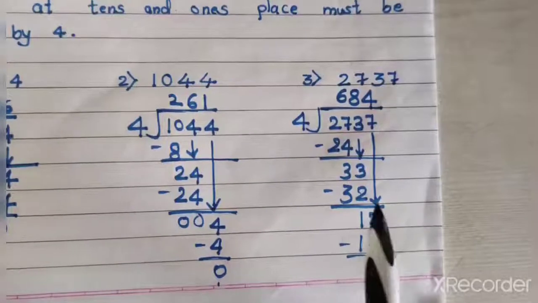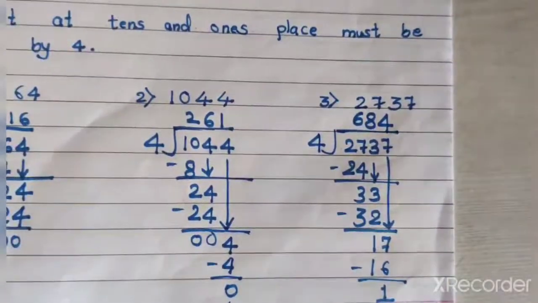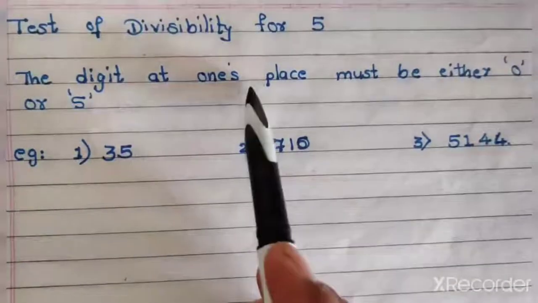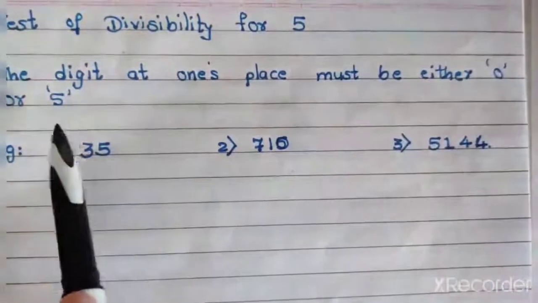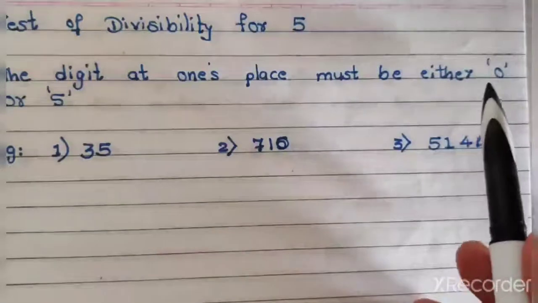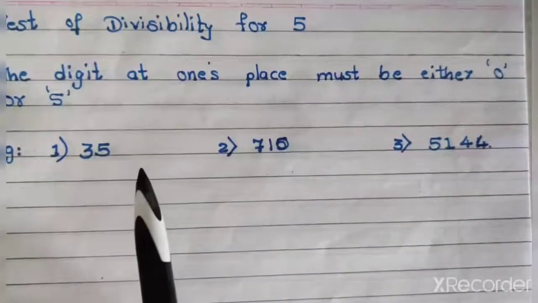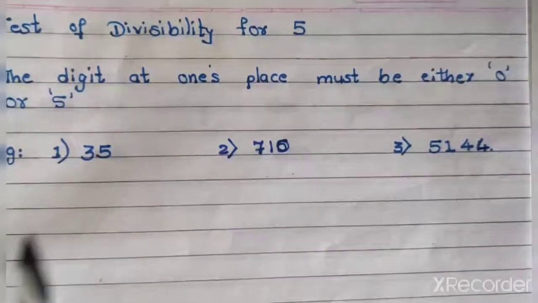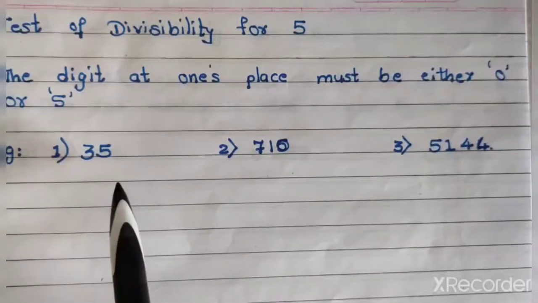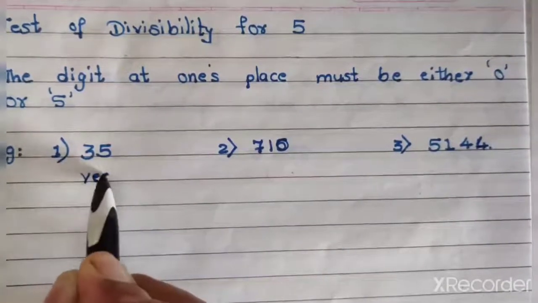Okay. So now let us go for the test of divisibility for 5. For 5, what do you need? The digit at the ones place must be either 0 or 5. It is very easy: if the last number is 0 or 5, then we can directly say the number is divisible by 5. Look here, the first example has 5 at the ones place. So this is divisible by 5. So we are going to write yes, it is divisible by 5.